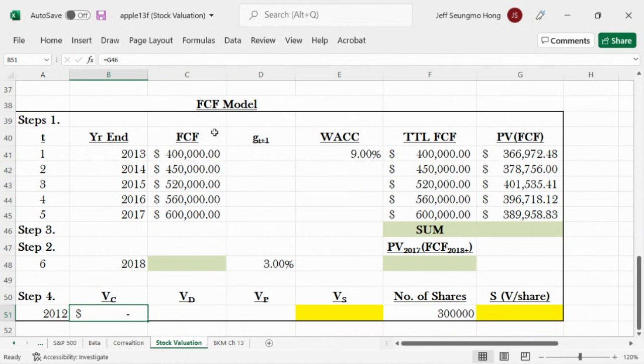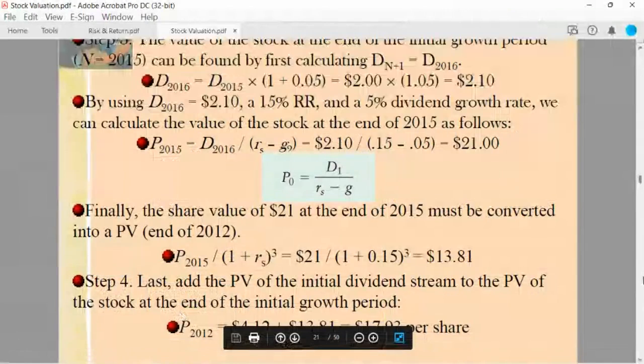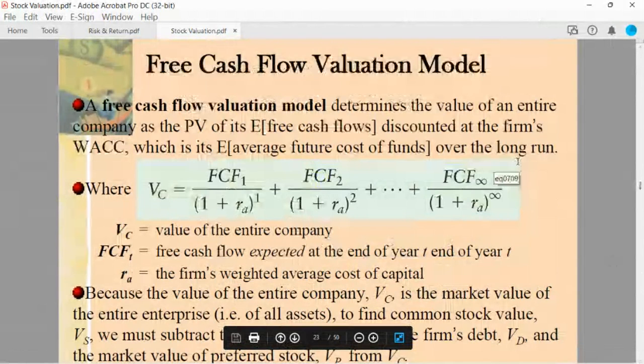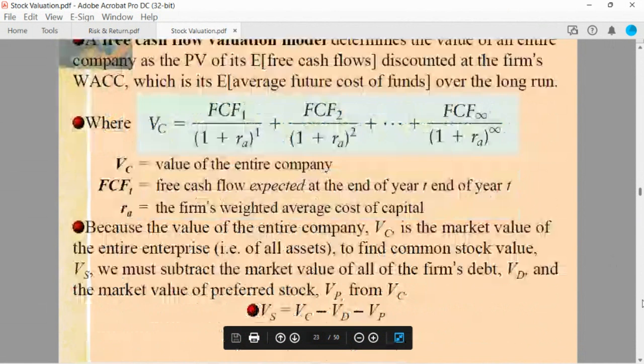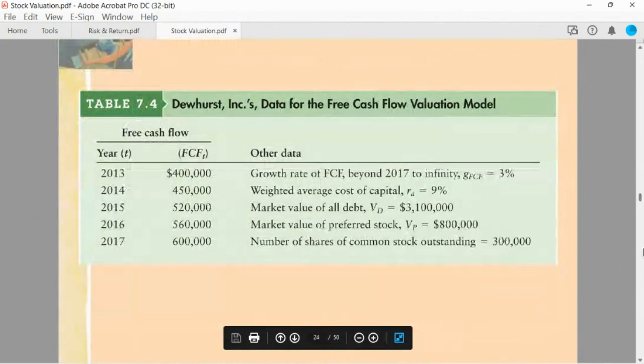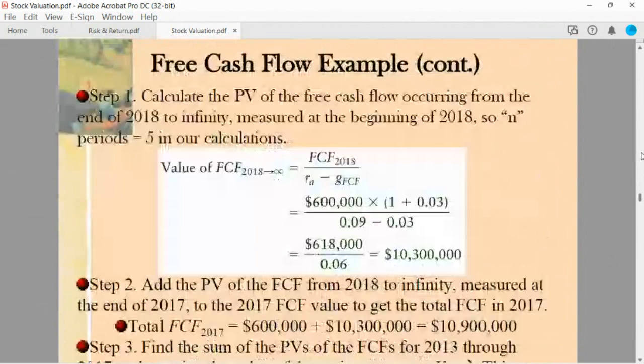Everything we'll delete it. So the next one is the free cash flow model. Now this will take some time. What is free cash flow? As I said, some companies don't pay dividends, so in that case we have to use the free cash flow model. And what is free cash flow? First of all, free cash flow is actually not that liberal a concept. It's not that free.